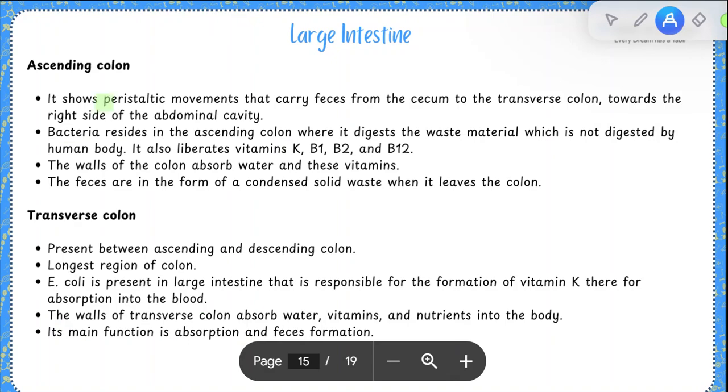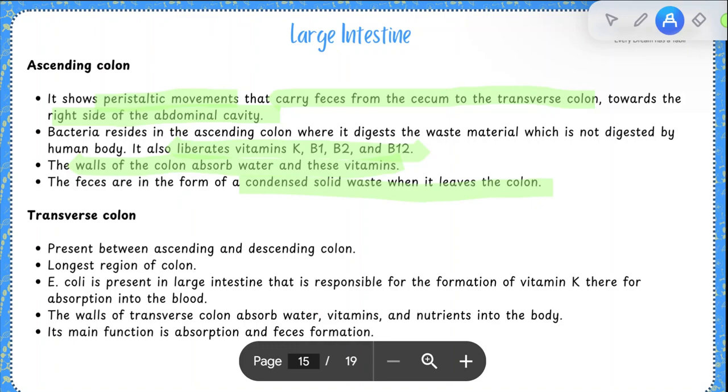So it shows peristaltic movements that carry feces from the cecum to the transverse colon towards the right side of the abdominal cavity. अब आपके असेंडिंग कोलन में बैक्टीरिया होते हैं जो कि वेस्ट मटेरियल को डाइजेस्ट करते हैं और कुछ सर्टेन विटामिन सच एज के B1 B2 एंड B12 भी लिबरेट करते हैं. दैट्स व्हाई दे आर इंपॉर्टेंट फॉर अस. एंड द वॉल्स ऑफ द कोलन absorb water and these vitamins. So the feces are in the form of a condensed solid waste when it leaves the colon.